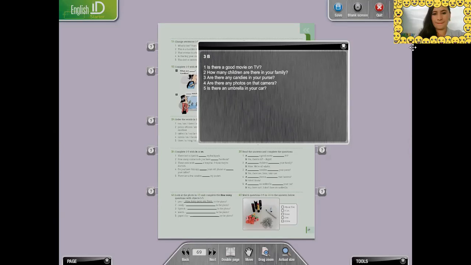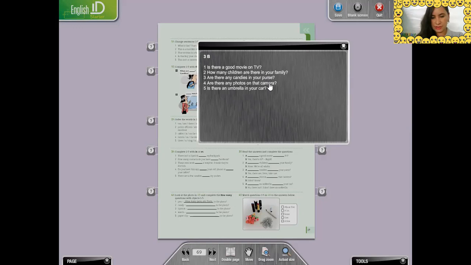Yes, there's 007 Skyfall. How many children are there in your family? None. We are adults. Are there any candies in your purse? Yes, there are. Here, take one. Are there any photos on that camera? I don't know. Is there an umbrella in your car? No, there isn't. I don't have an umbrella.